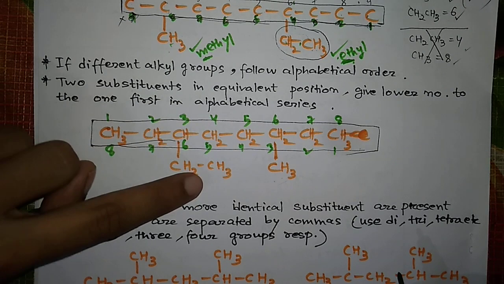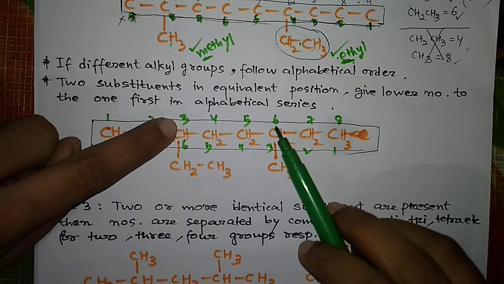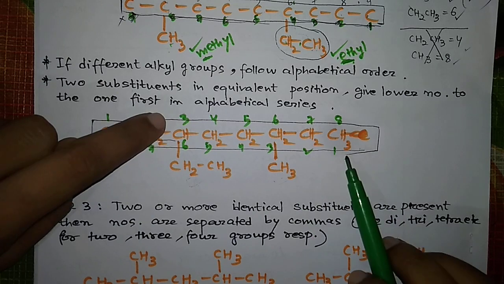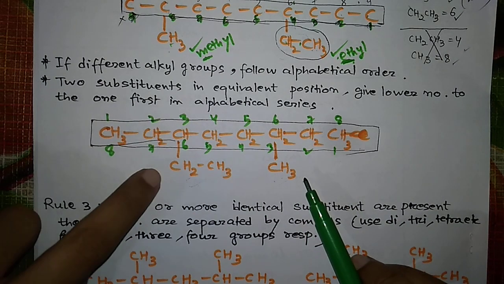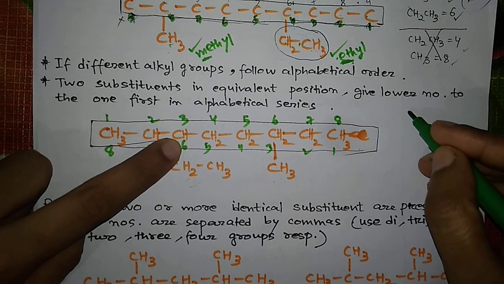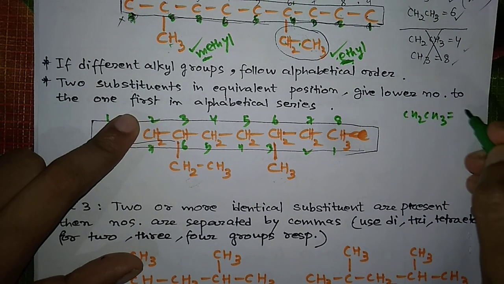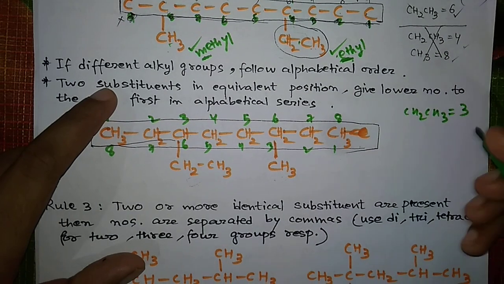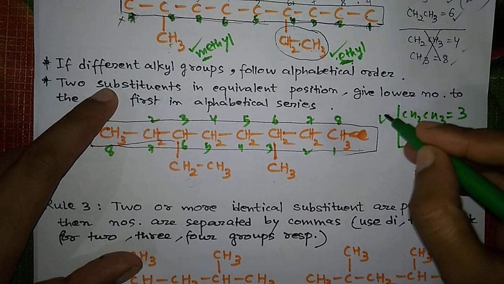This ethyl, this is the ethyl group. Okay, the ethyl group is getting number 3 and the methyl group is getting number 6. Okay, and once we number from right to left, the methyl group is getting number 3 and the ethyl group is getting number 6. Means what? I'll write down that ethyl is getting number 3 from left to right. Okay, and methyl is getting number 6 from left to right.